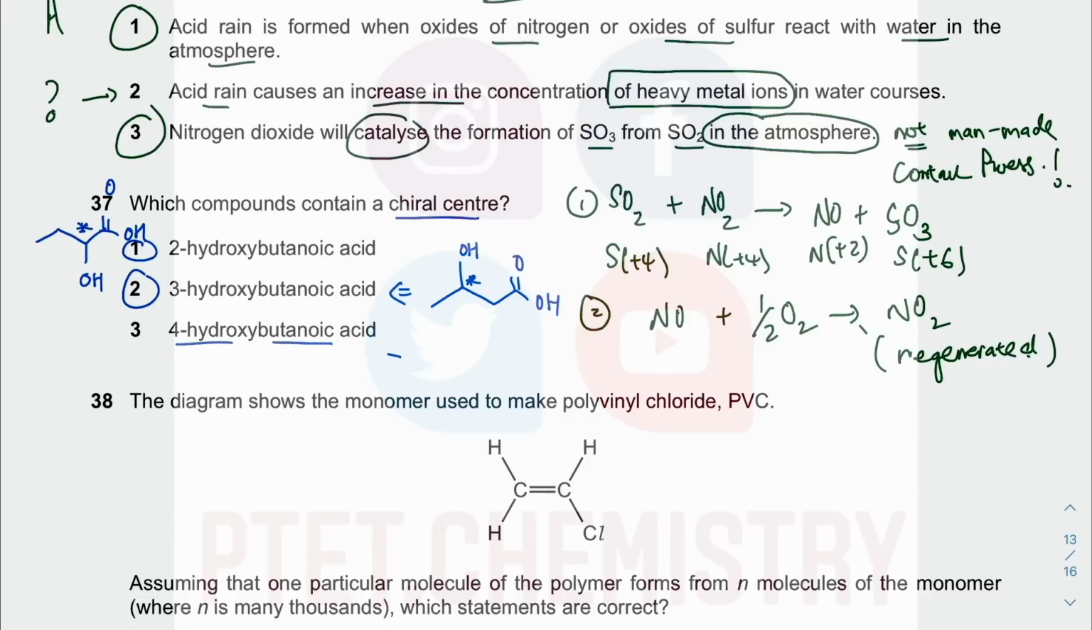4-hydroxybutanoic acid. What does that mean? So this is position 1, 2, 3, 4. Well, there's no chiral center because it's CH2, CH2, CH2, and this is a carbon sp2. So only 1 and 2 are correct.